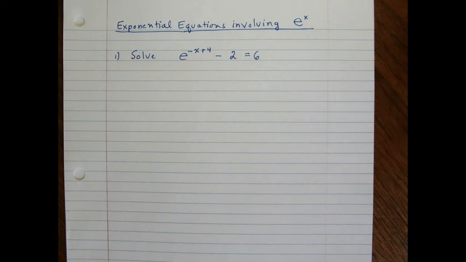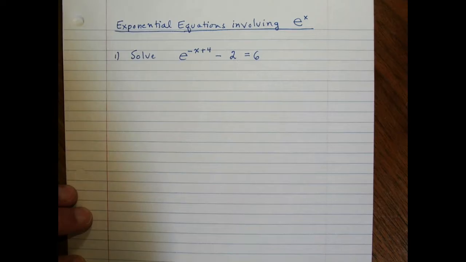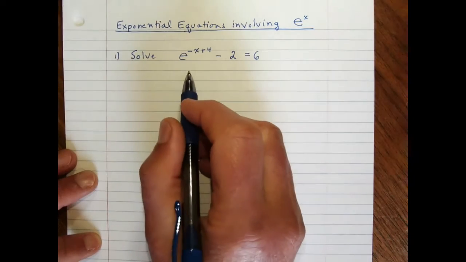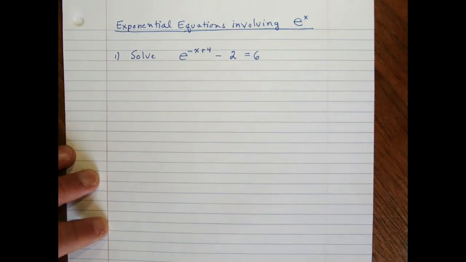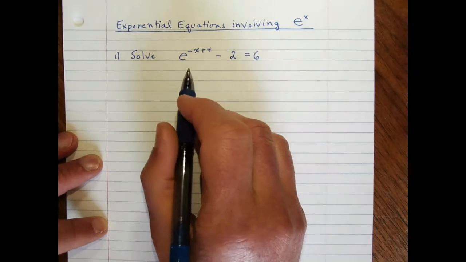So we still have a few more exponential equations to look at. We're going to look at a few examples that involve e to the x, or e to a power, where e is the base of the natural exponential function. So these are actually going to come out kind of nice overall.